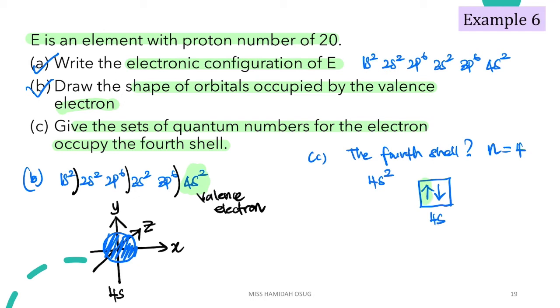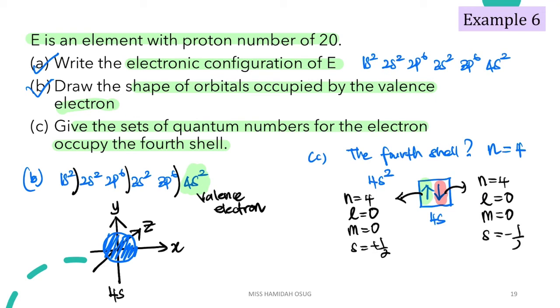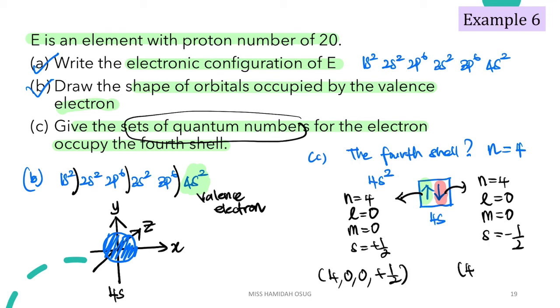So untuk yang upward punya arrow itu, okay, dia adalah apabila n equals to 4, L equals to 0, maka M dia 0, S dia adalah positive half. Manakala arrow yang downward itu adalah apabila n equals to 4, L dia sama dengan 0, M equals to 0, and S is negative half. So the set of quantum numbers for electron in the fourth shell is 4, 0, 0, positive half and also 4, 0, 0, negative half.